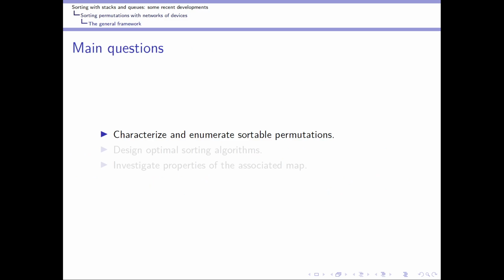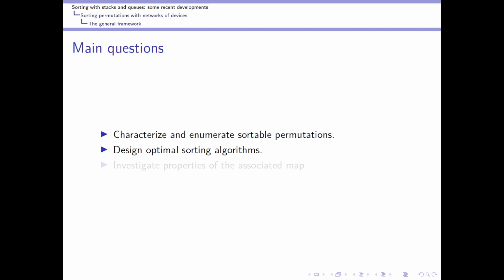There are several interesting questions that can arise in the study of these sorting machines. Here I have listed the three main ones, at least in my opinion, or at least certainly three of the most important ones. From the point of view of the combinatorialist, it is interesting to find a characterization in terms of pattern avoidance, or a geometric characterization, or whatever, and the enumeration of those permutations that are sortable by a given machine. From the point of view of the computer scientist, an interesting problem is that of finding some optimal sorting algorithm, that is an algorithm which is able to sort all sortable permutations.